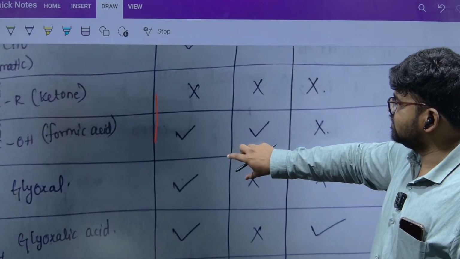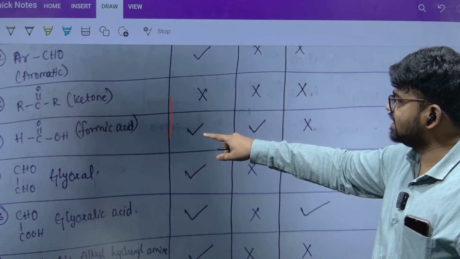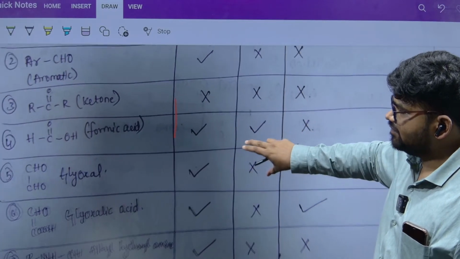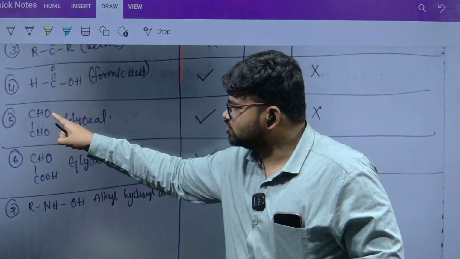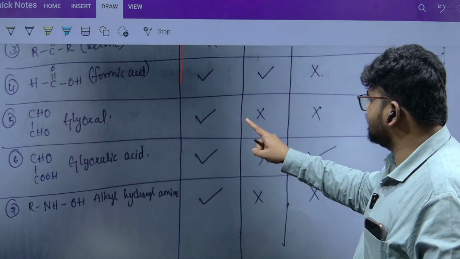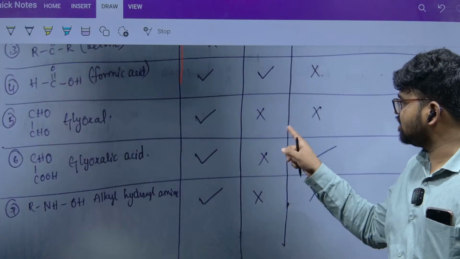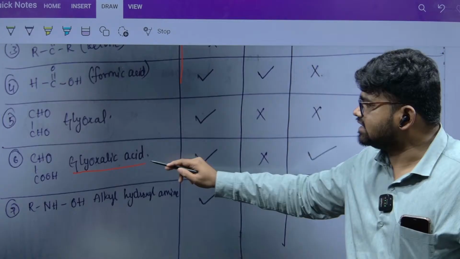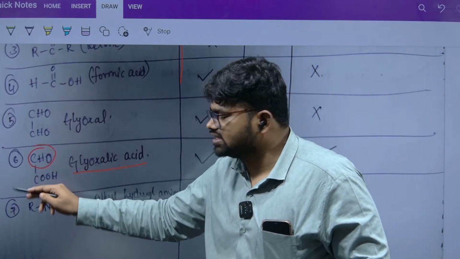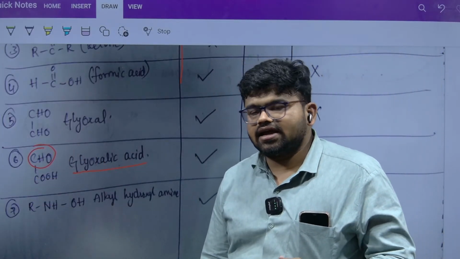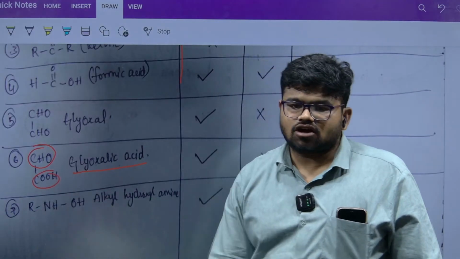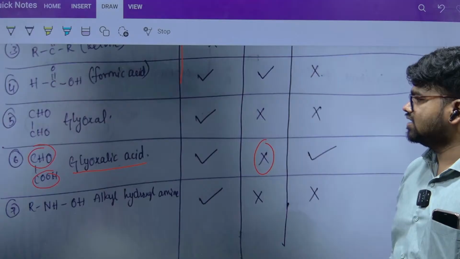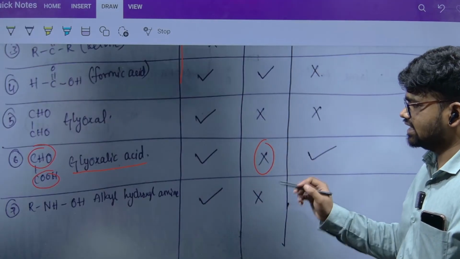Okay. Next one is formic acid. Formic acid can give the first two tests, but it cannot give Schiff's test. Next one is glyoxal, you know, CHO and CHO. This one can give the first test, but not the remaining two tests. And glyoxalic acid. Glyoxalic acid means one carbon is like aldehyde, and one more has the carboxylic group. Then it cannot give which test? Fehling's test, but the remaining two tests it can give.